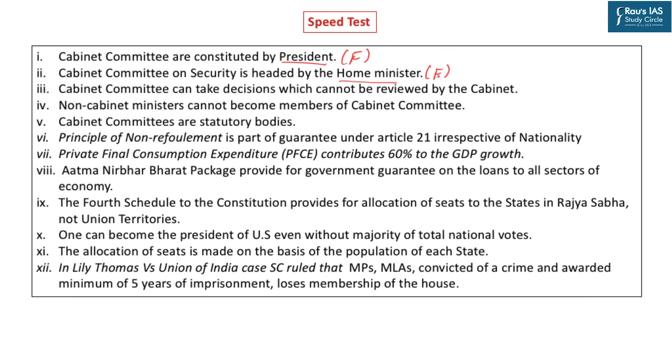False again. Statement 3. Cabinet Committee can take decisions which cannot be reviewed by the Cabinet. Well, no decision is final. The final decision comes only from the Supreme Court. Except in the case of, finish the sentence. The decision taken by the Cabinet Committee can very well be reviewed by the Cabinet, and the decision taken by the Cabinet can very well be reviewed by the Supreme Court.